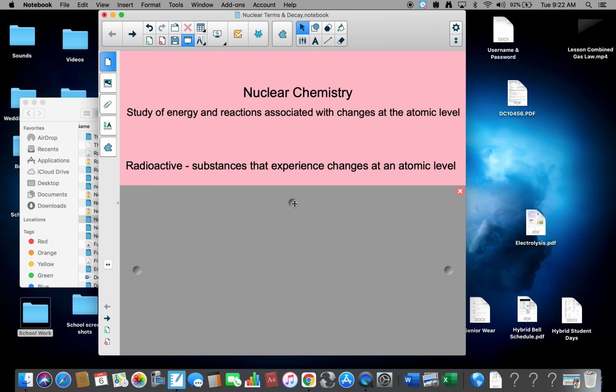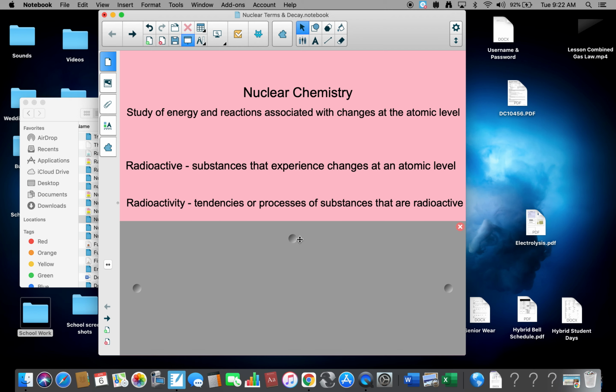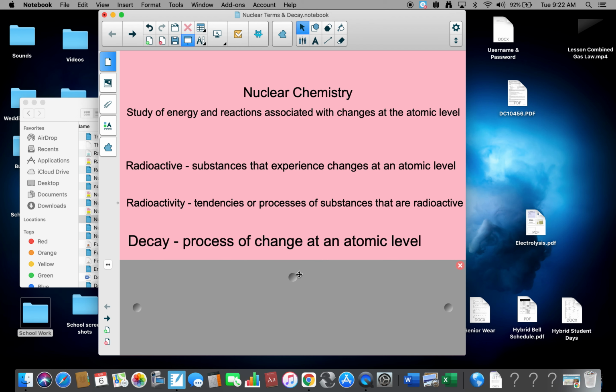So radioactive is a substance. Radioactivity is a tendency or process of substances that are radioactive. So the process itself is known as radioactivity. Finally, decay, the process of change at atomic level, is called radioactive decay.